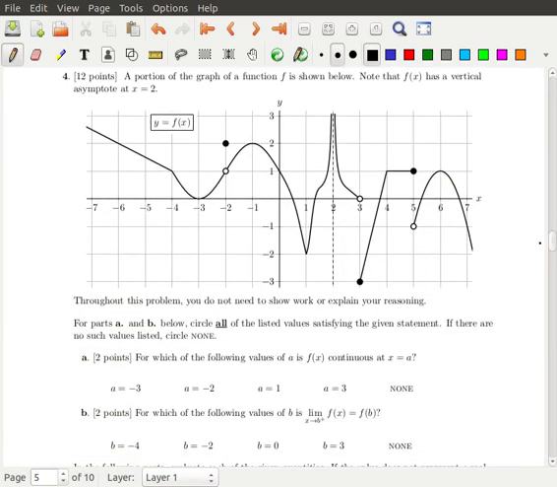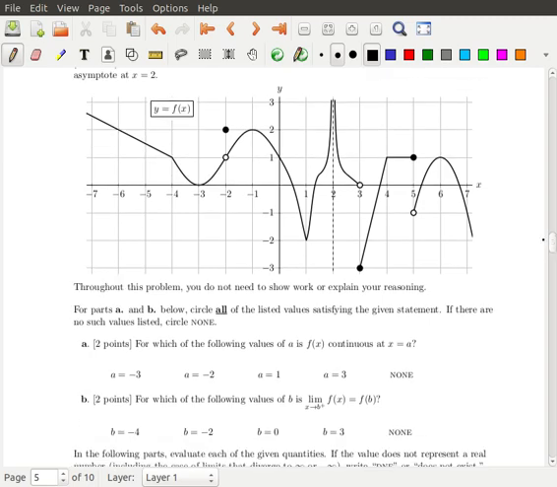Problem 4. A portion of the graph of a function is shown below. Note that f of x has a vertical asymptote at x equals 2. We're going to describe or select some properties of this function. For which of the following values of a is f of x continuous at a? So continuity means that the limits from the left and right agree and they're equal to the value of the function. So at -3, is it continuous?